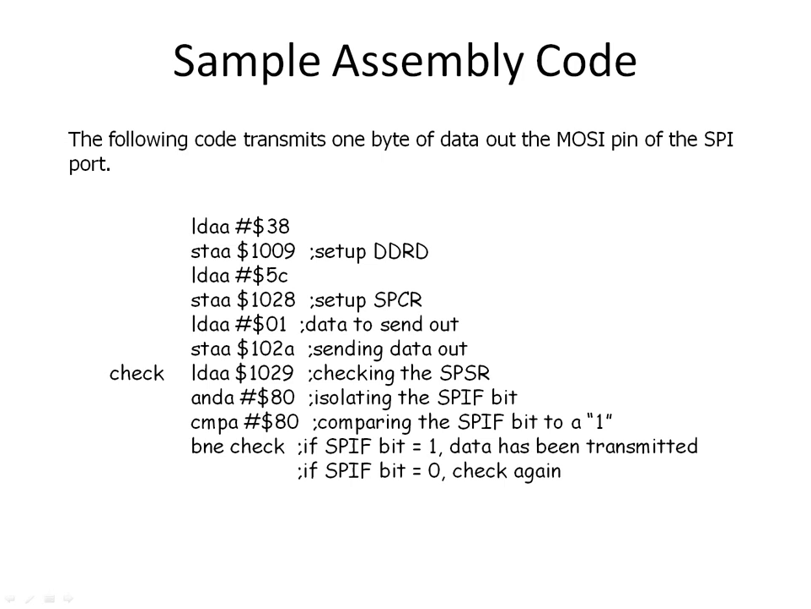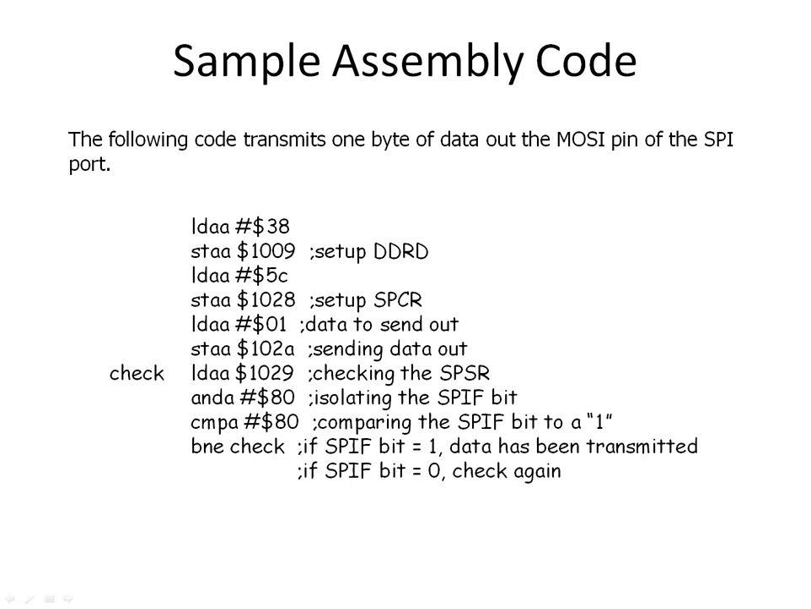Let's follow it. So we're going to load accumulator A with a 38. That sets up the DDR-D. Then we load it with a 5C, which sets up the SPCR. And then we load it with a 01, and that's going to be sending out data over the SPI data register, which is at address 102A. Then we're checking that SPIF bit to see when it's gone up, because again, it's being transmitted. We need to check that flag to see if the transmit has completed. So we check it, and then once it has gone high, we can do whatever else needs to be done.